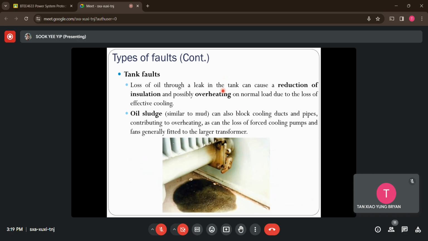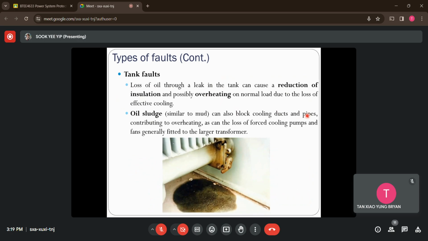So whenever there's a loss of oil, it also indicates a reduction in insulation, and possibly we could have overheating for a transformer operating under normal load conditions due to the loss of effective cooling. Besides, the oil within the tank might be contaminated. We could have oil sludge, which is similar to mud. We still have the oil, but it can block the cooling accessories like the fans or the cooling ducts, as well as the pipes used to lower the temperature of the transformer.